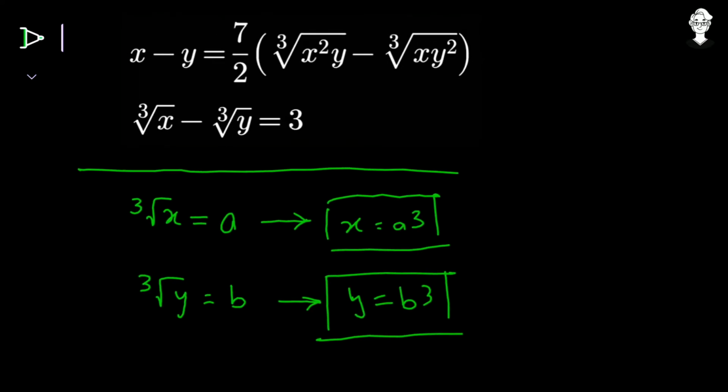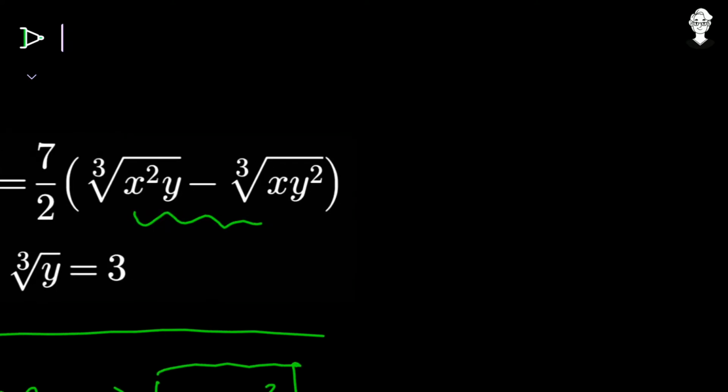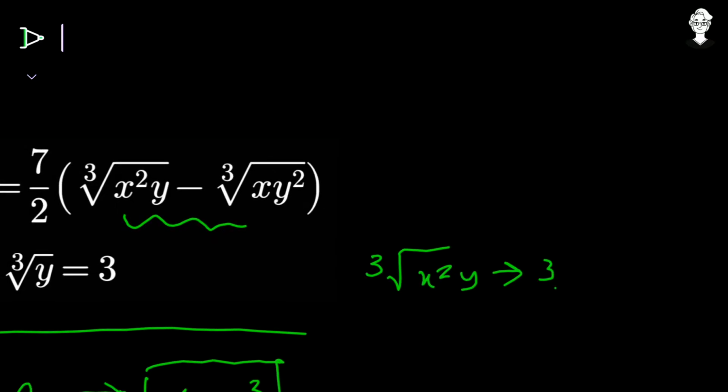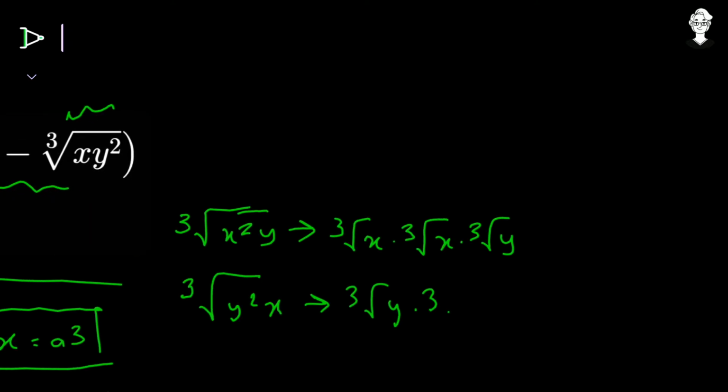So what we have is the values of cube root of x and cube root of y in terms of a and b. Now some things over here are quite messy, so let us simplify them. The first term I can see is cube root of x square times y. This is nothing but cube root of x into cube root of x into cube root of y. I have just separated it out. Similarly, this term is cube root of y square x, which is nothing but cube root of y into cube root of y into cube root of x.